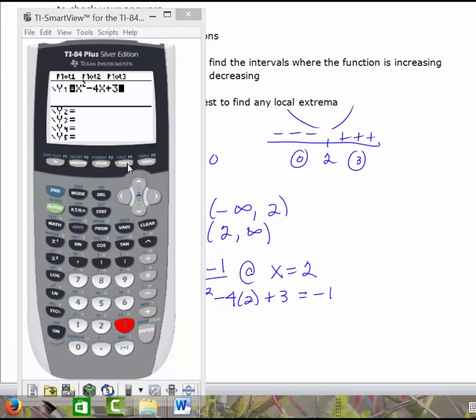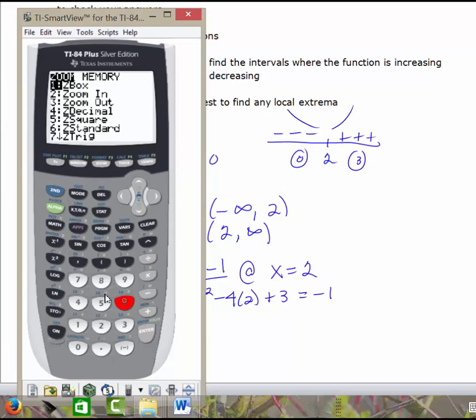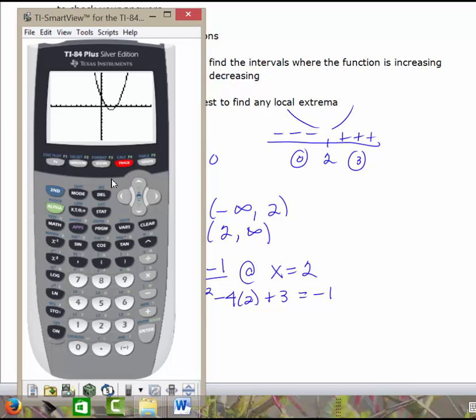Okay. And I'll do a zoom 6. We'll do a standard window to start with. And really all we have here is a parabola. So this is one case where I actually don't even need calculus, but let's confirm our calculus. We said we had a local minimum at x equals 2, so I'll trace on 2 and hit enter, and that local min actually is negative 1, which we've already done analytically.